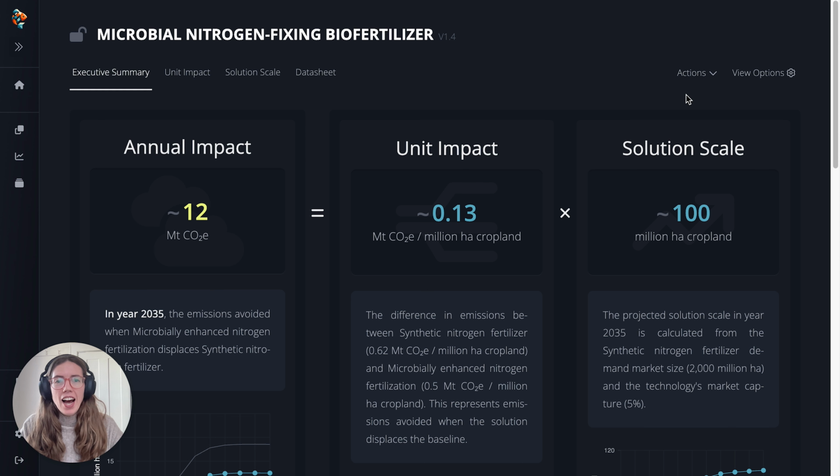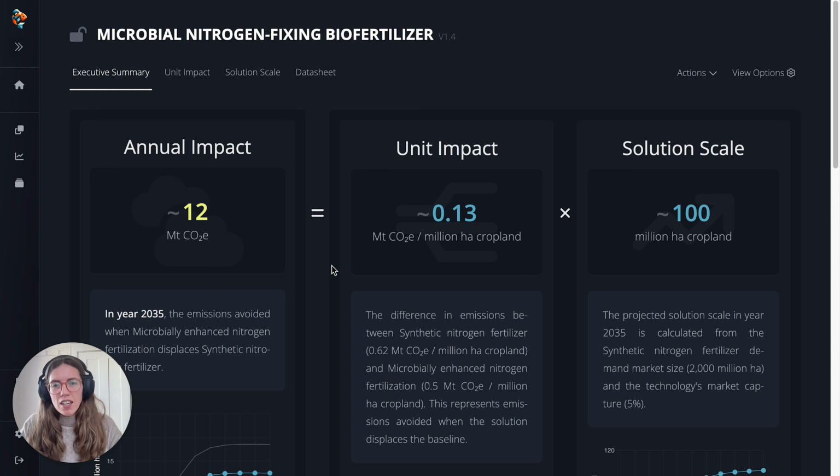This gives us a really high-level view of the avoided emissions forecast. On the left-hand side, we have the annual impact. There's about 12 megatons of CO2 equivalent that are avoided in 2035 when we apply this solution technology. This is the key result from the Koi model. This annual impact is calculated based on a unit impact multiplied by the solution scale. The unit impact is really the GHG intensity difference between a baseline and a solution.